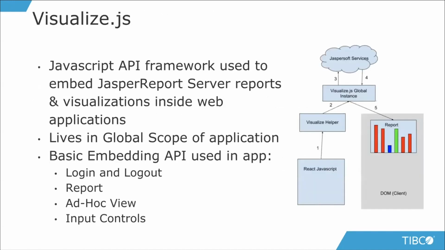But today we're going to dig into Visualize a little bit deeper. It's going to be an overview and then we're going to dig into it. So basically, as a recap, it's a JavaScript API for interacting with the Jasper report service in the backend. We use it to embed visualizations into our application. It's a self-initializing library, so it'll initialize and then just live in our application in the global scope, so we can access it from wherever we want.